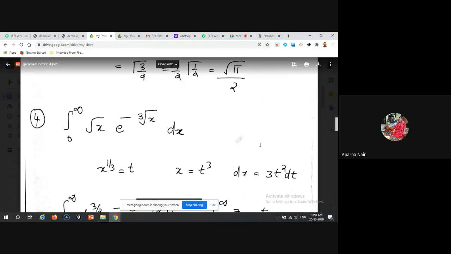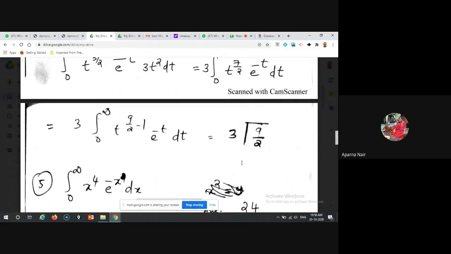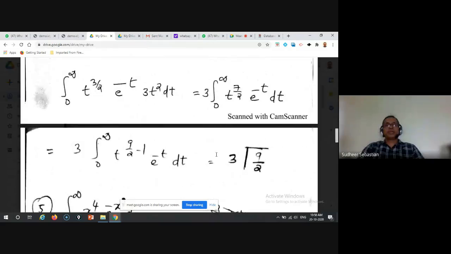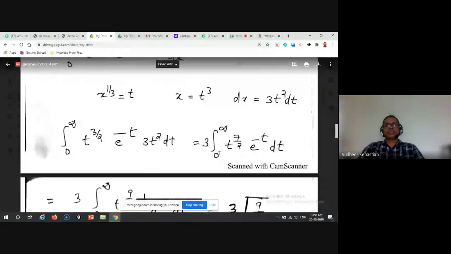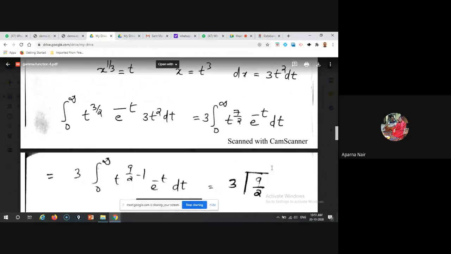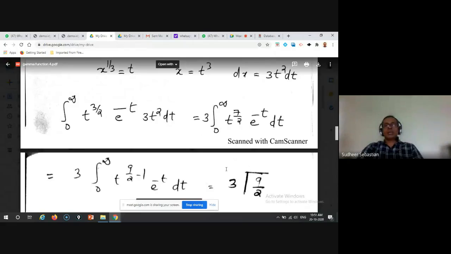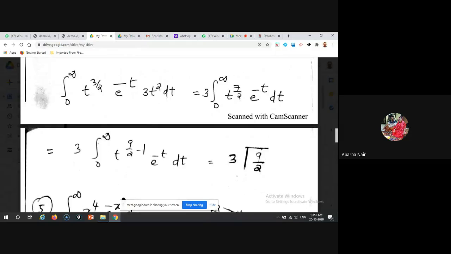Gamma 7 by 2 by 3. Sorry, into 3. Gamma 9 by 2. Correct. 3 gamma 9 by 2. Barna got gamma 7 by 2 into 3. It is actually gamma 9 by 2 into 3. No, a small mistake is there. It's 9 by 2.